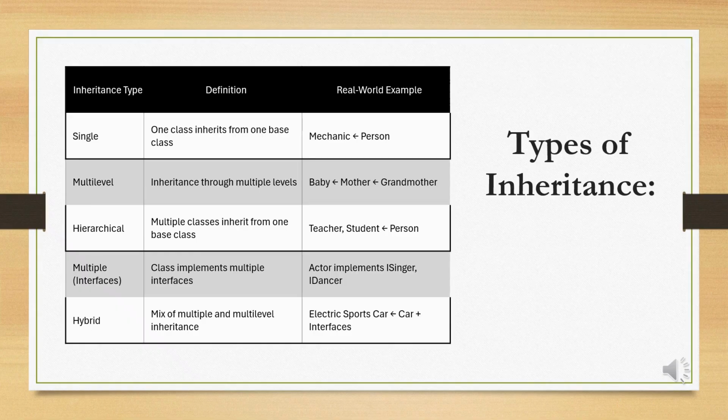Hierarchical inheritance: multiple classes inherit from one base class. Example: Teacher and Student inherit from Person. Both teacher and student are persons, but play different roles. Multiple inheritance: it is not supported in C# directly, but via interfaces. A class can implement multiple interfaces. Example: Actor implements ISinger and IDancer. An actor can both sing and dance by implementing both role interfaces.